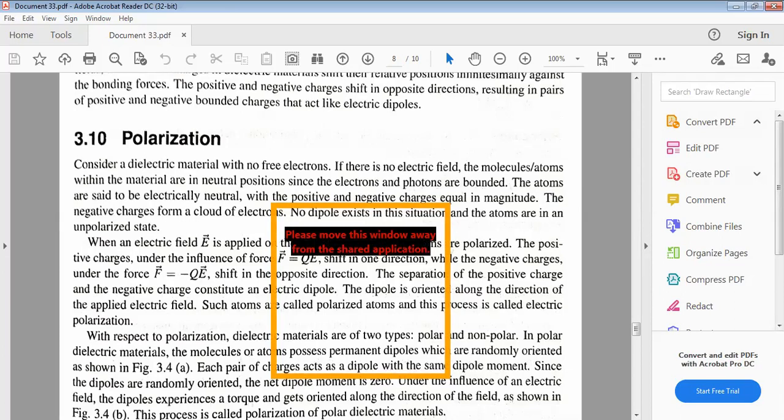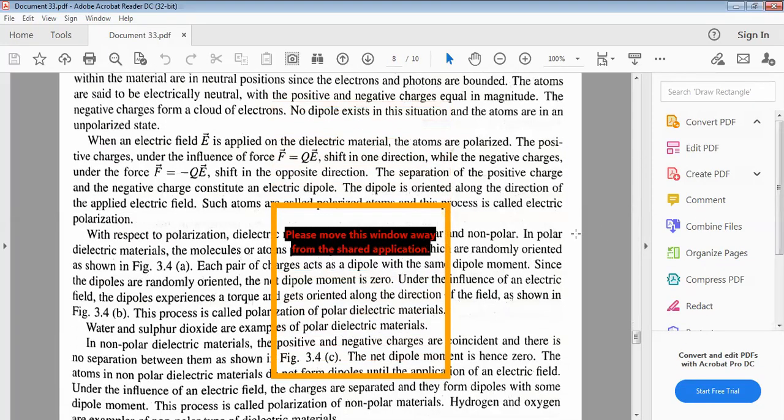When an electric field E is applied, that is, when an external force is imposed on the dielectric material, the atoms are polarized. The orientation of the charges becomes polarized, and the atoms and molecules have a certain direction. The positive charge, under the influence of force F equal to QE, shifts in one direction, while the negative charge, under the force F equal to minus QE, shifts in the opposite direction.